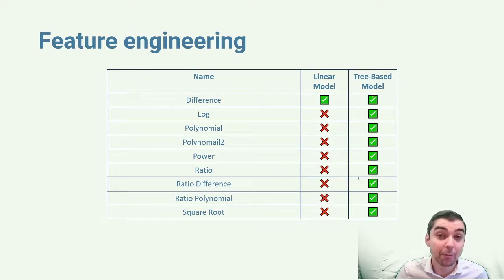The only type of model that will be able to identify these relationships without you manually creating the features are tree-based models: random forests, gradient boosted trees, single decision trees. If you're using a linear model, like a GLM, a lasso, a stepwise regression, then you need to manually create these features. The only exception is the difference here. That's because difference is just a linear transformation, and linear models can pick those up.